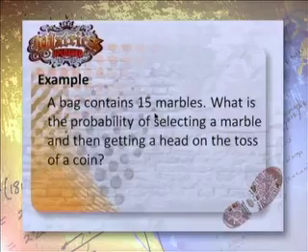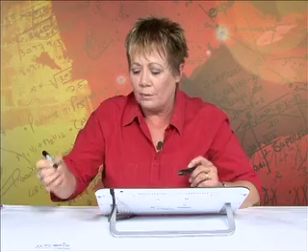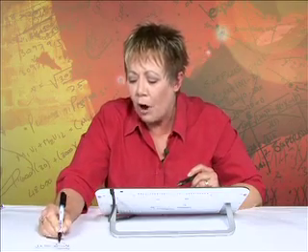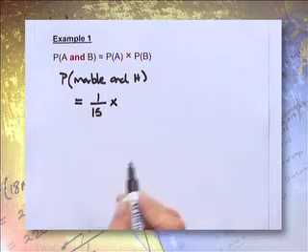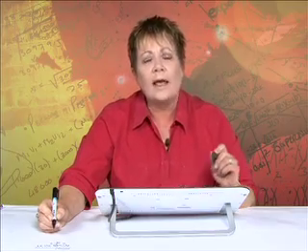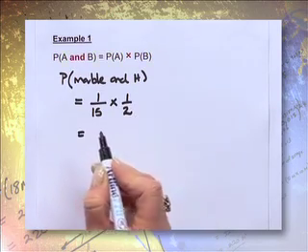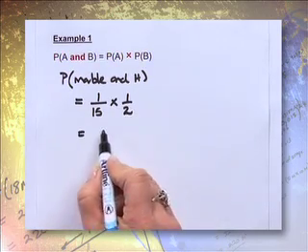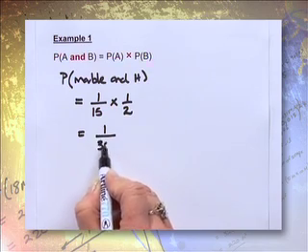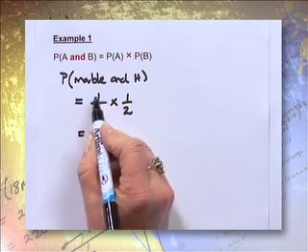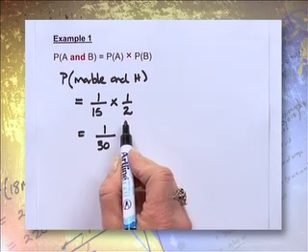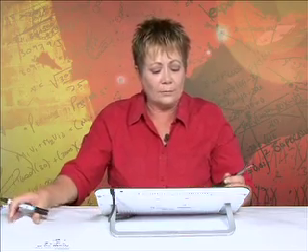Now, how many marbles do we have in the bag? It tells us that a bag contains 15 marbles. So to select a marble is going to be 1 over 15. We've already seen that with a coin, when you want to get a head, it's going to be a half. So our probability of getting both a marble and a head is going to be 1 over 30. An easy one to multiply: multiply the numerators and multiply the denominators. Now, let's have a look at another example.